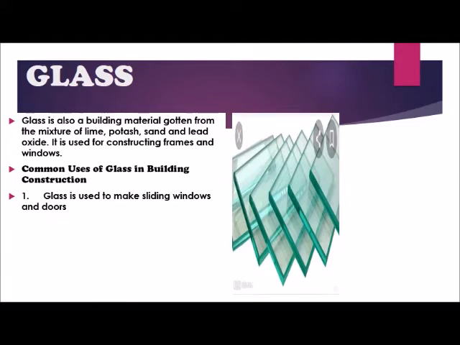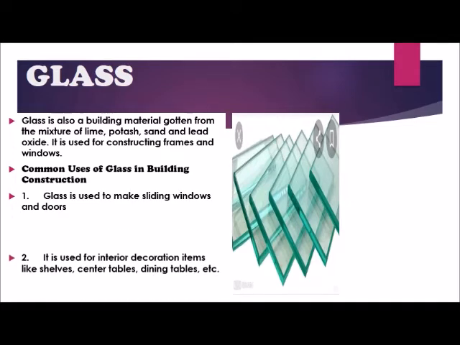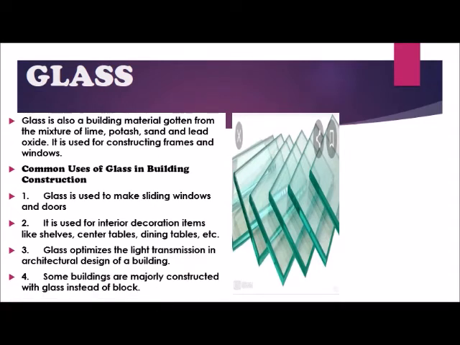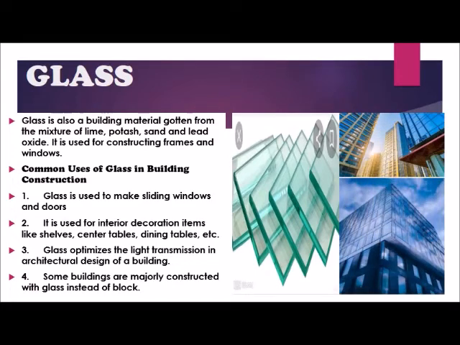Glass is used to make sliding windows and doors. 2. It is used for interior decoration items like shelves, center tables, dining tables, etc. 3. Glass optimizes the light transmission in the architectural design of a building. 4. Some buildings are majorly constructed with glass instead of blocks. Now look at the right side of the screen. As displayed are buildings that were made with glass.